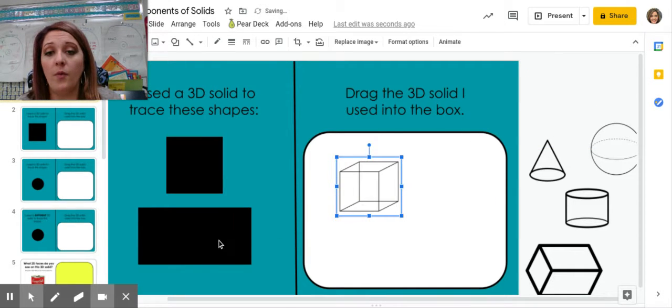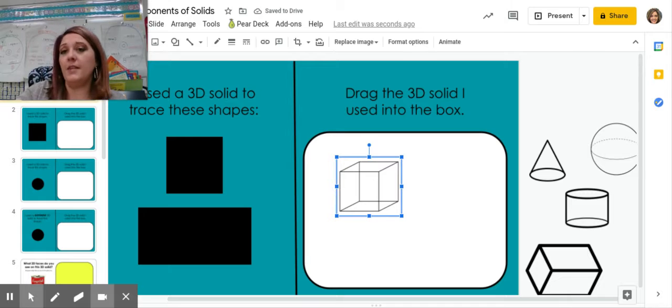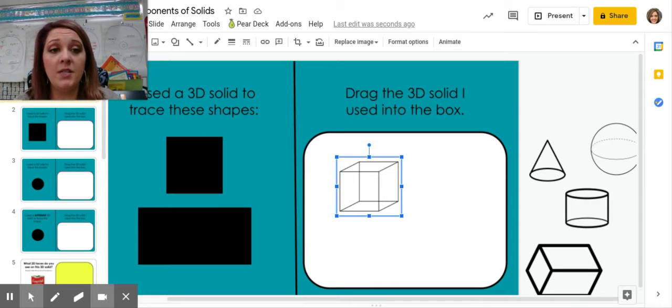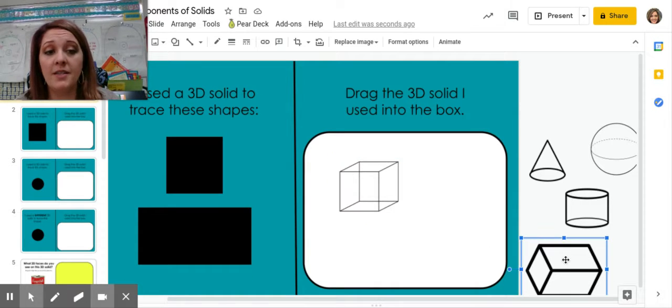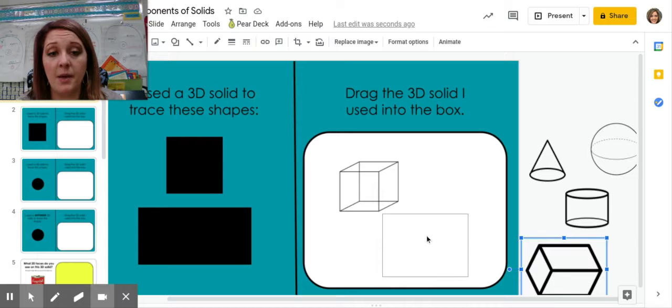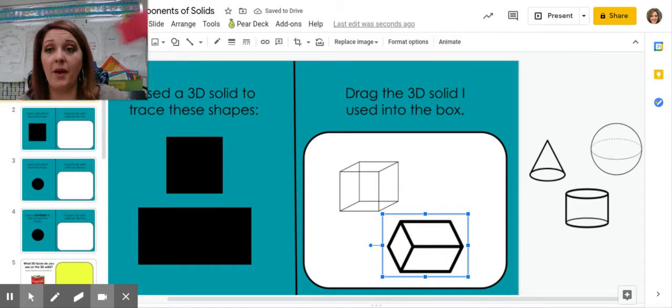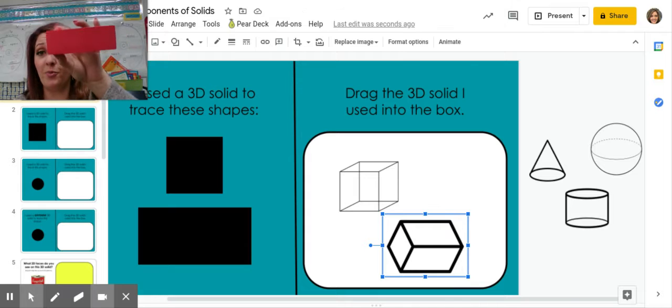Now, this one is a rectangle. Do any of these shapes have a rectangle if we trace them? No, but there is one choice over here, right here. This is called a rectangular prism. If I was to trace a rectangular prism, I would get the shape of a rectangle. This is what a rectangular prism looks like. Let's look at our next slide.